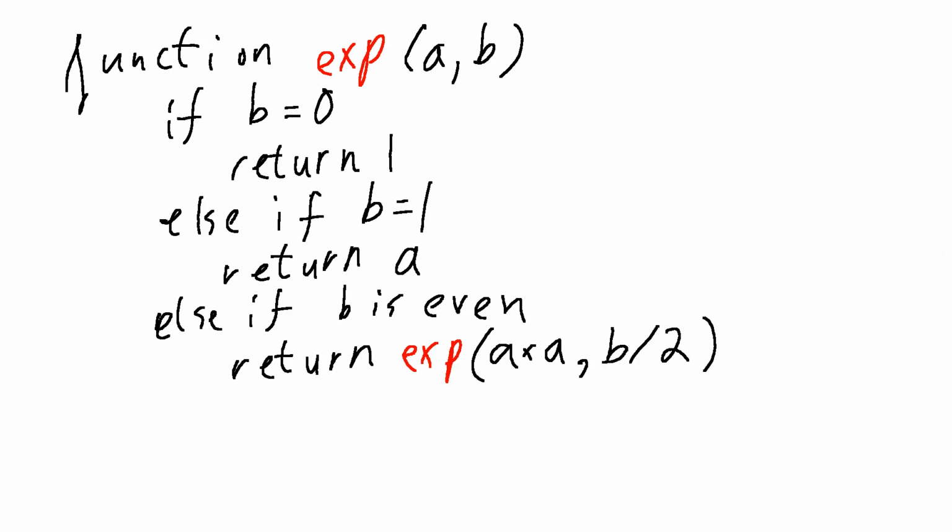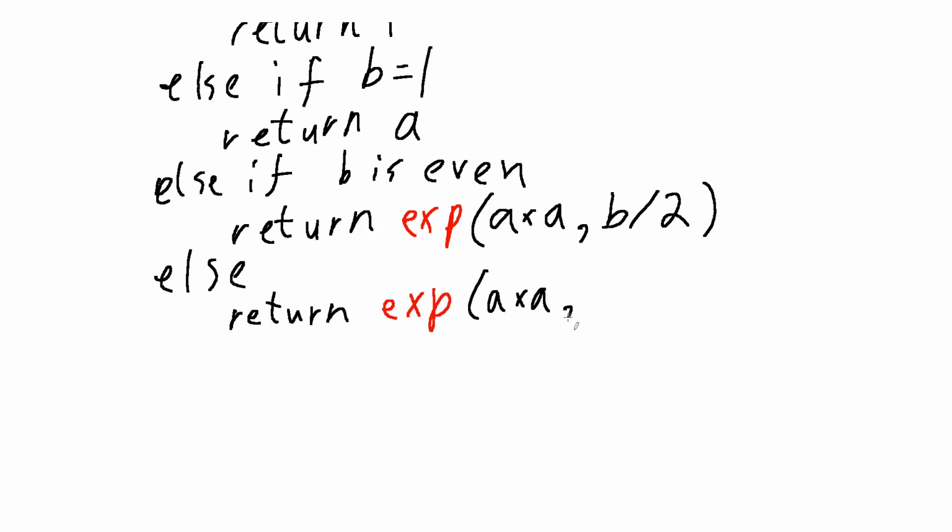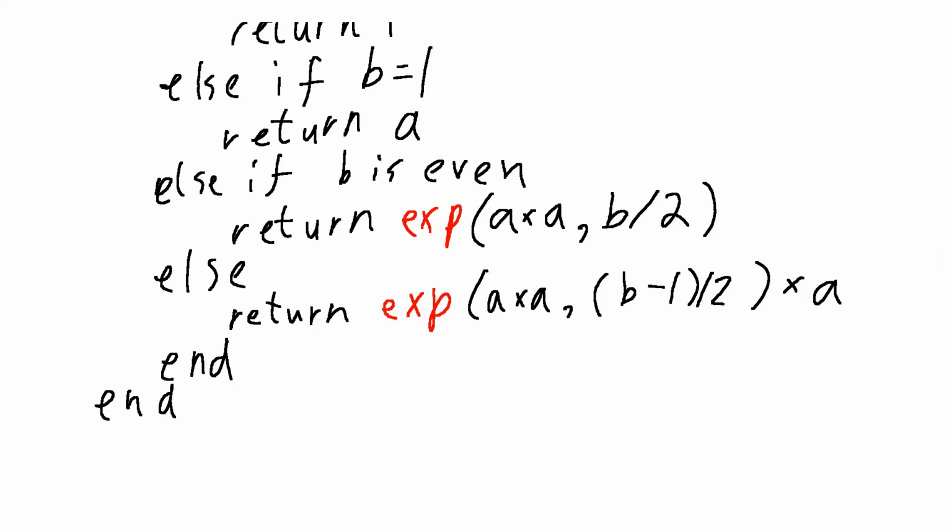Now, if b is odd, so we can just say else, because every other number that's not even is odd. We can return exp of a times a to the power of b minus 1 over 2, and multiply this by a. And let's say end of the function. So this is our algorithm.